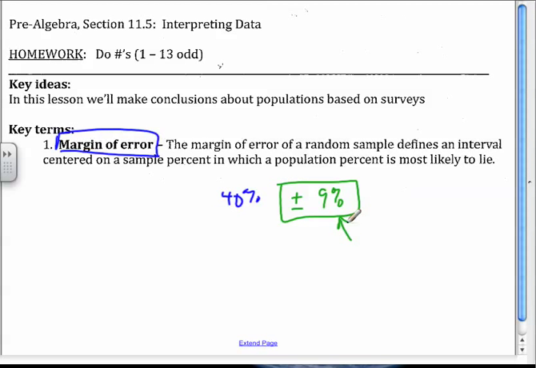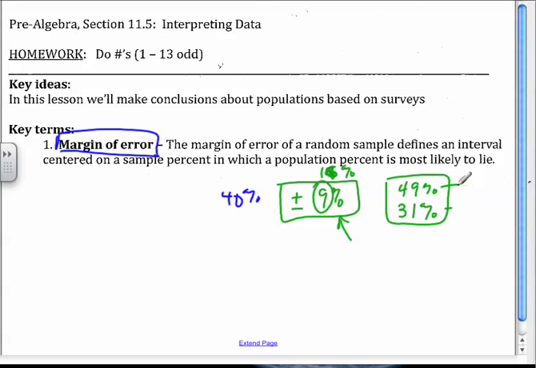What it means is if I took this number and I went into another 7th grade classroom, I could expect that the number of people in that classroom that like pistachio ice cream would be somewhere between 40 plus 9, which is 49%, and 40 minus 9, which is 31%. Now that's not very accurate. That's a lot of range. In fact, the range is 18 percent difference, or 18% change, between these two. So that's a big margin of error.